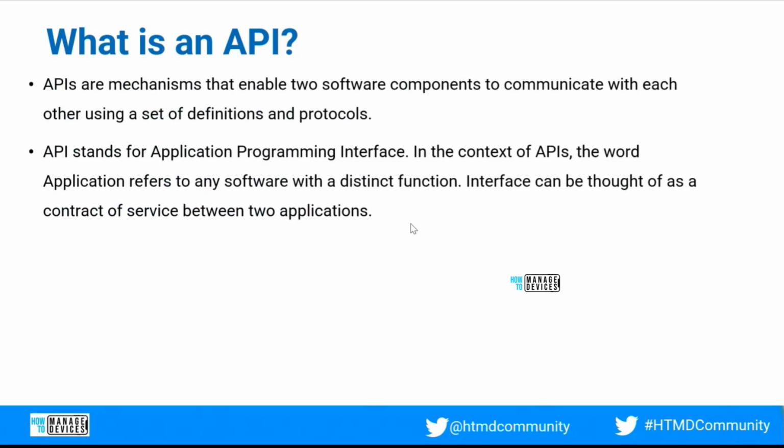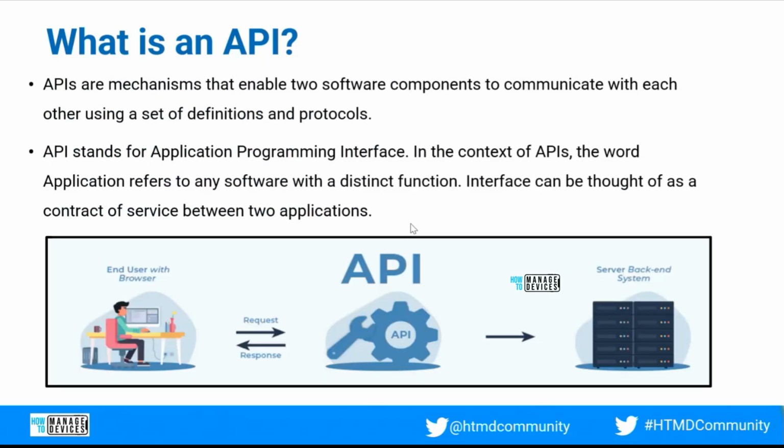So basically just remember, API stands for application programming interface, right? Application can be any application that you refer to, probably in your automation context, right? So here, this is how the API would probably look.